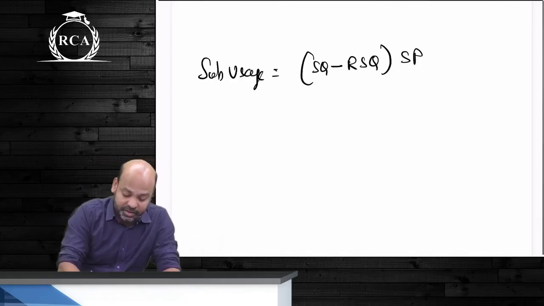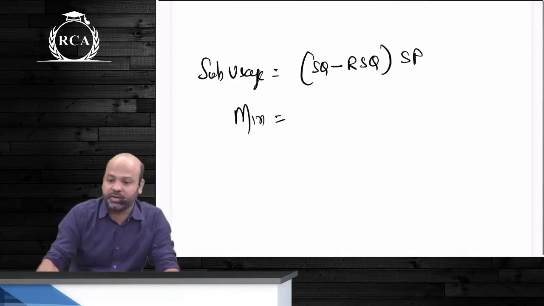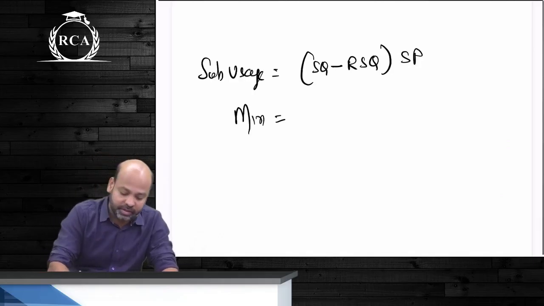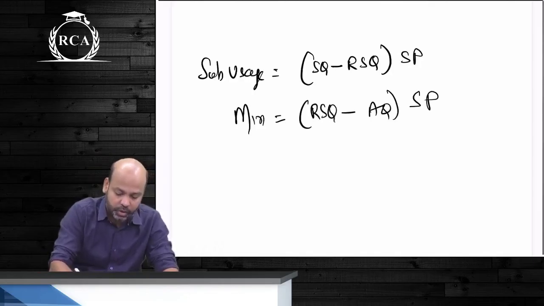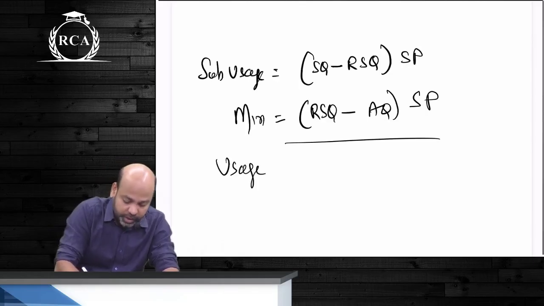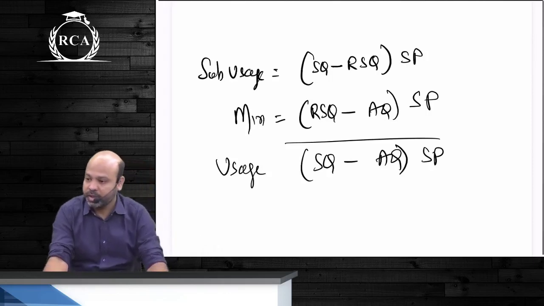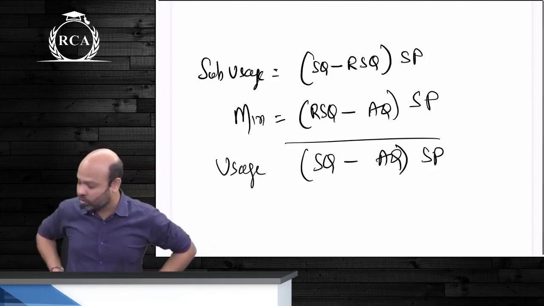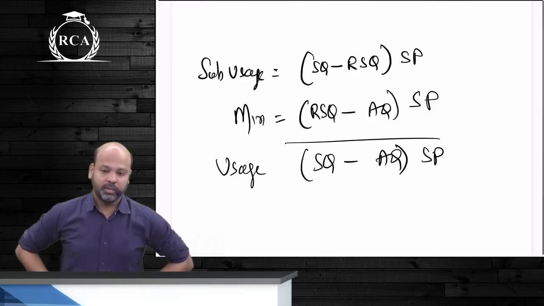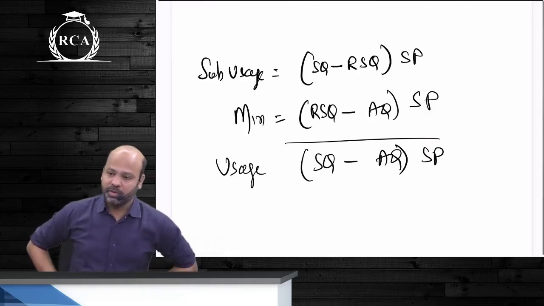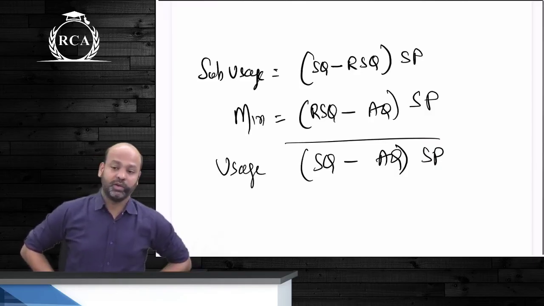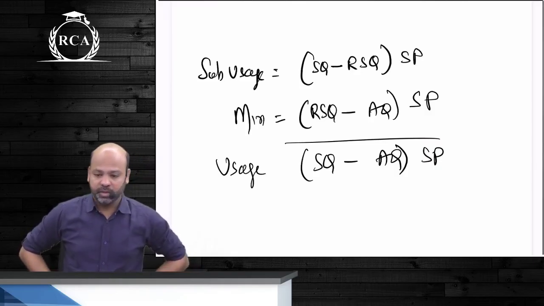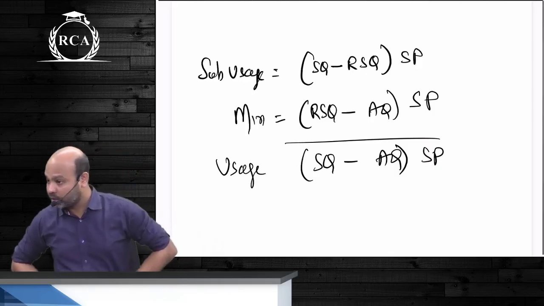Okay, beta Ayush, sub-usage variance is SQ minus RSQ multiplied by SP, guys. Mix variance is RSQ minus AQ into SP. You add both of them, you are obviously going to get usage variance, which is SQ minus AQ into SP. Standard quantity minus actual quantity multiplied by standard price. But leave all that, guys. What is more important? Forget the formulas for a few minutes. What is more important as of now is to understand the meaning of the words sub-usage variance and mix variance. Are we clear about that?